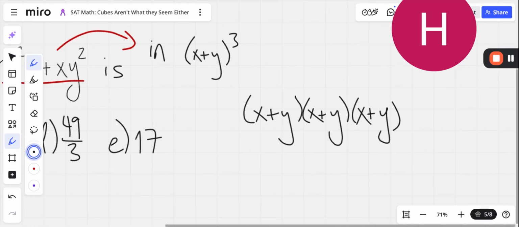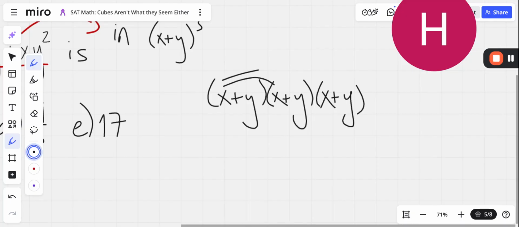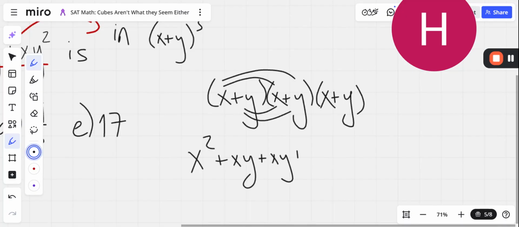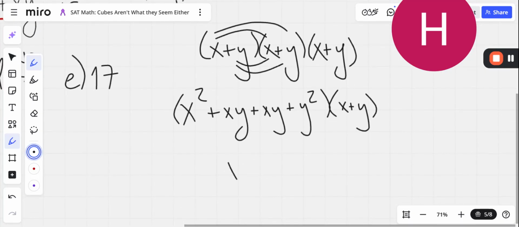That can be a little bit tedious to work out, but if you don't remember the expansion for (x plus y) cubed, you kind of have to do it this way. So let's suppose that you didn't remember how to expand that. You would have x squared plus xy plus another xy plus y squared. So here we have x squared plus 2xy plus y squared. Should definitely know that one, the expansion for (x plus y) squared.